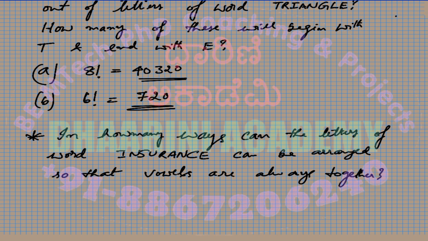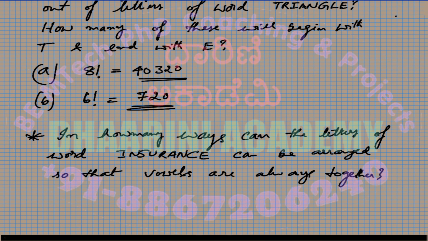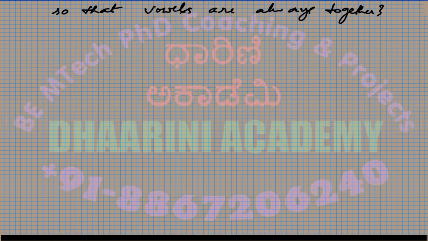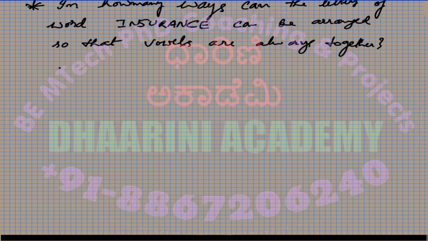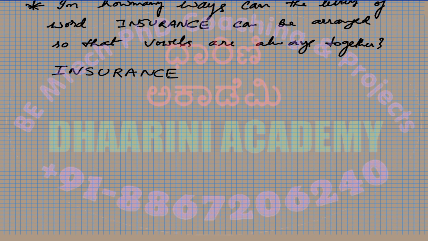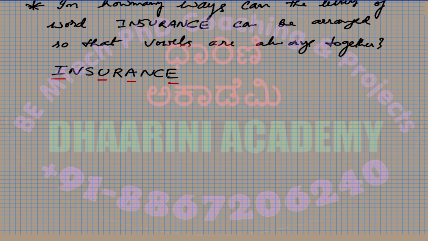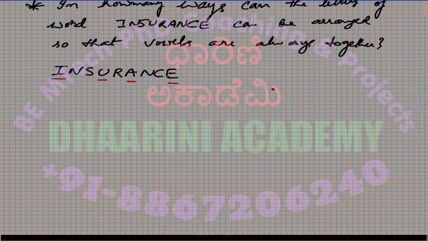So the problem statement says that you have to consider this word called insurance. Let's write that first and we'll see. So this is INSURANCE. Let us try to mark down the vowels required. That is I, U, A, and E. Now I want to make sure that they are always together, right?